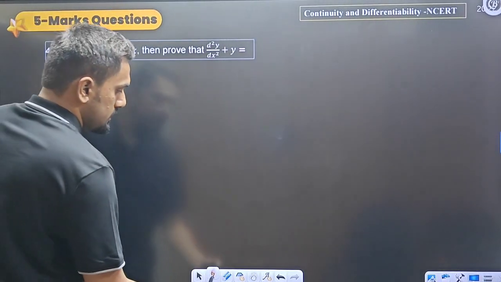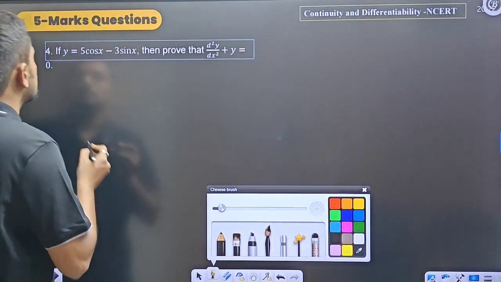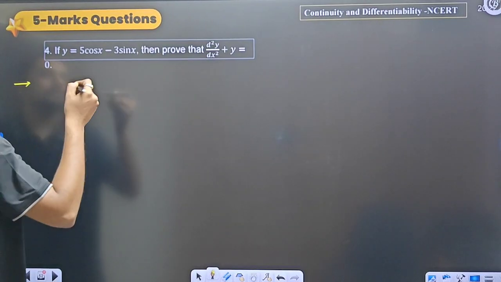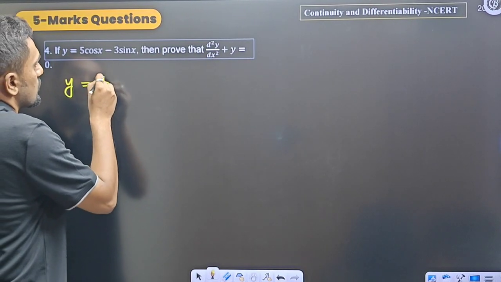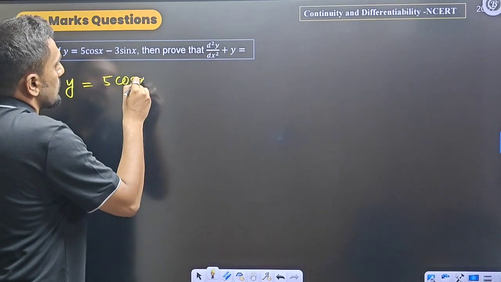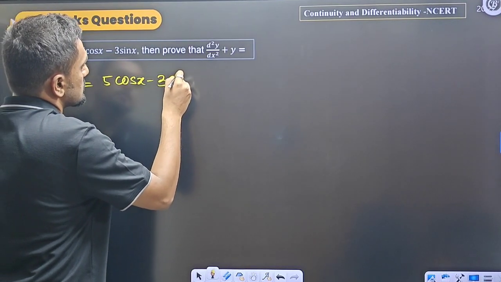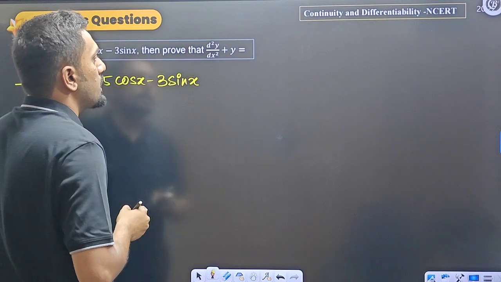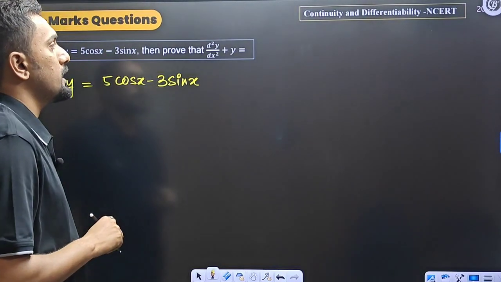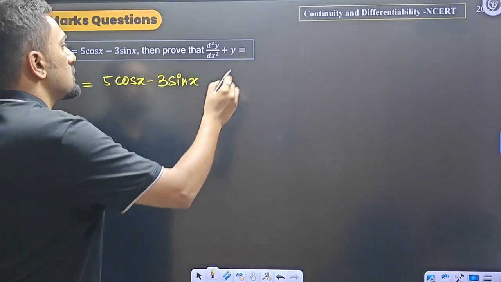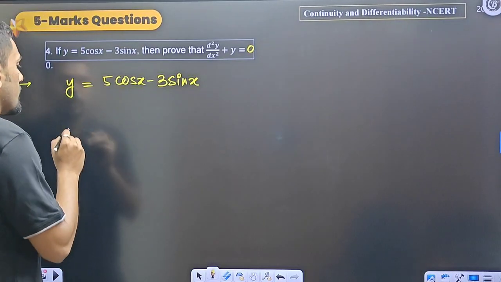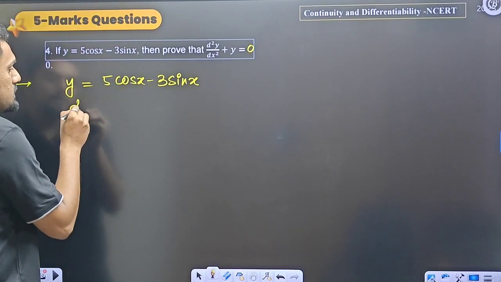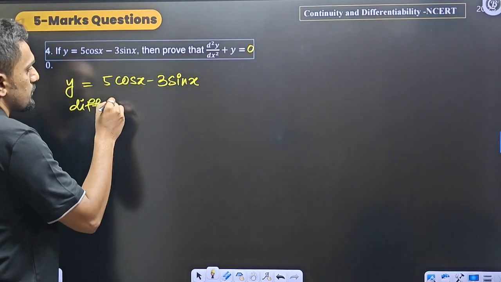And the next question is, this is most repeated question. Y is equals to 5 cos x minus 3 sin x. Okay, then I need to prove d square y by dx square plus y is equals to 0. This is very similar to the first question.